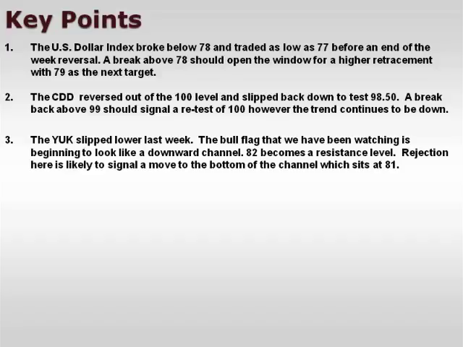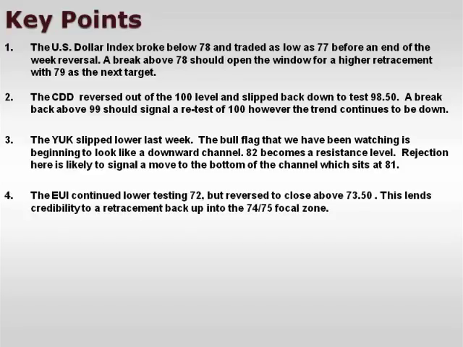The YUK slipped lower last week. The bull flag that we've been watching is beginning to look like a downward channel. 82 becomes a resistance level. Rejection here is likely to signal a move to the bottom of the channel, which sits at 81. The EUI continued lower, testing 72, but reversed to close above 73.5. This lends credibility to a retracement back up into that 74-75 focal zone.